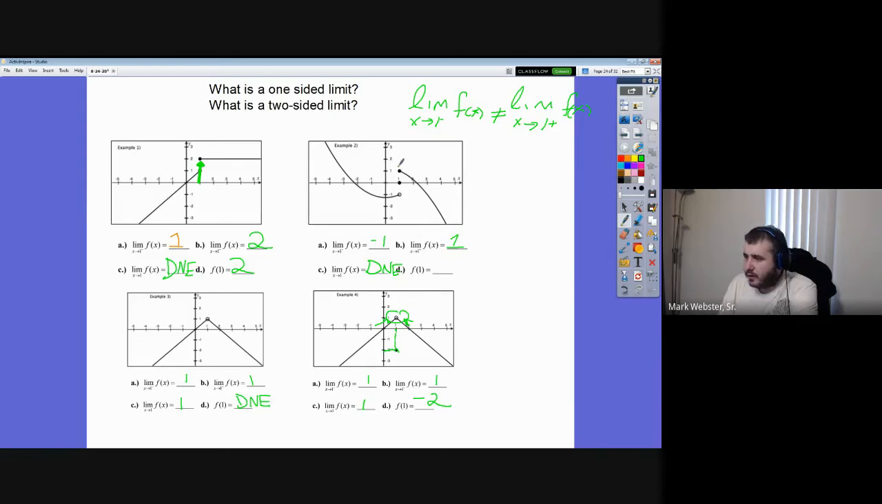Likewise, here, there's 2 points. We can't have 2 points in a row. That violates the vertical line test in Algebra 1, right? You can't have 2 points that are vertically above each other. You cannot have an x value that is given to 2 y values. So as a result, likewise here, does not exist.